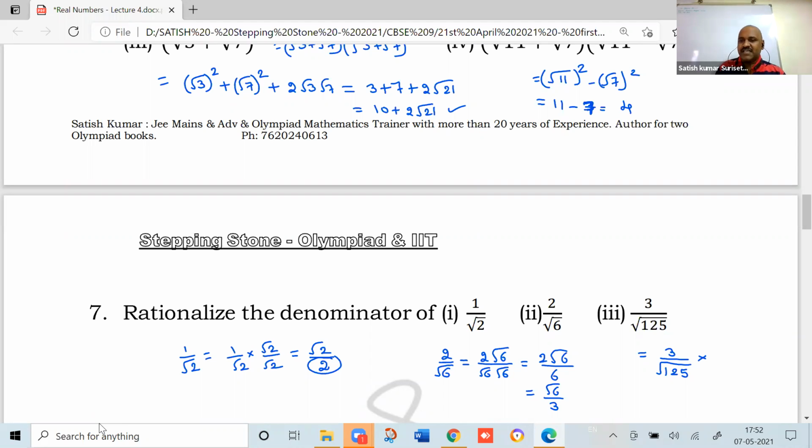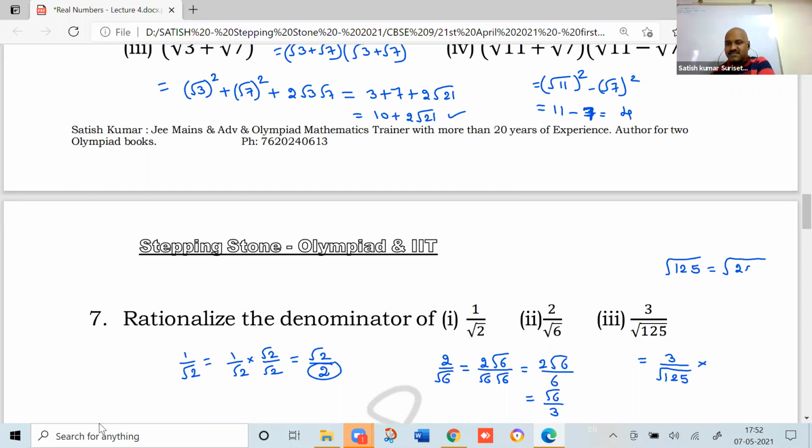Now to recognize what should be the smallest one, you factorize this. So root of 125. Tell me what factors I can write. 25 into 5. So root of 125 I can write as 5 root 5. That means 3 upon root 125 will be the same as 3 upon 5 root 5.